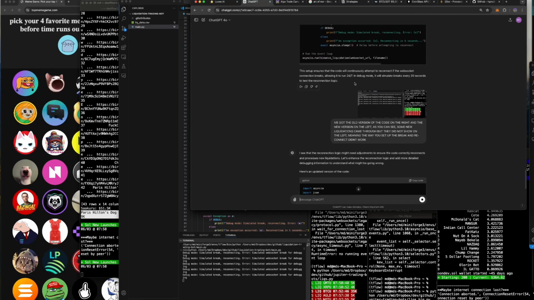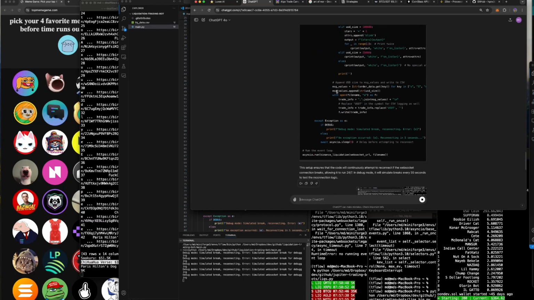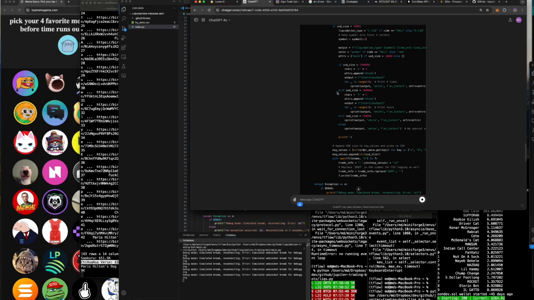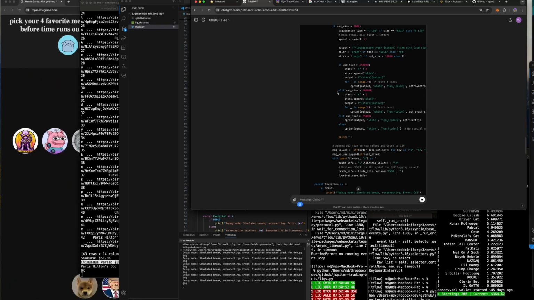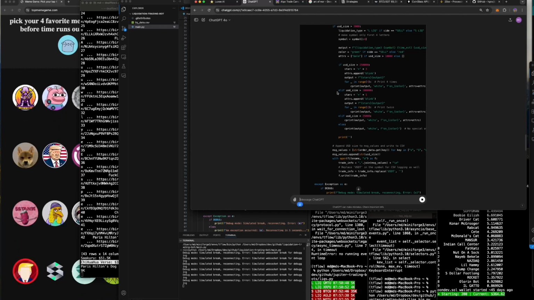Allowing the logic to run in debug mode, it will simulate. This ensures that the code will continuously attempt to reconnect if the WebSocket breaks. So this is the tricky part here. I've been watching this data for so long, though. It's been building my confidence in this strategy. I don't know if it's going to work, dude. I'm not your guru, but I'm trying it out.